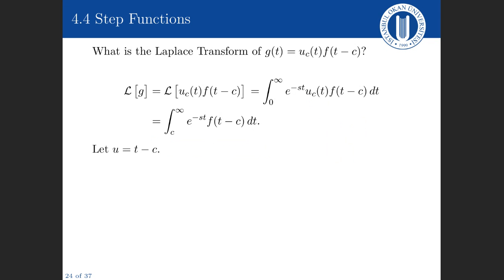To calculate this, we can do a substitution. We can substitute in a new variable, u is equal to t minus c. Then, of course, du is equal to dt. So instead of dt, we can just write du. T is equal to c is the same as writing u is equal to 0. Instead of c just here, we're going to have 0.